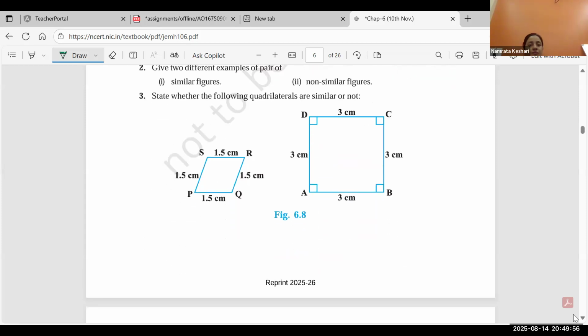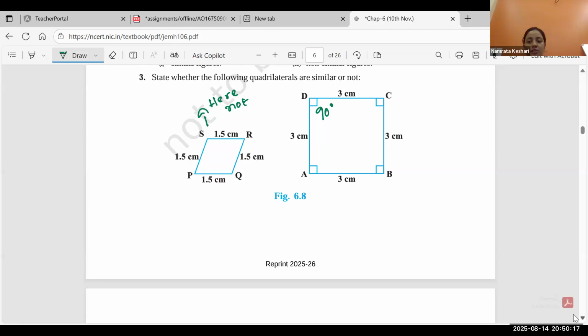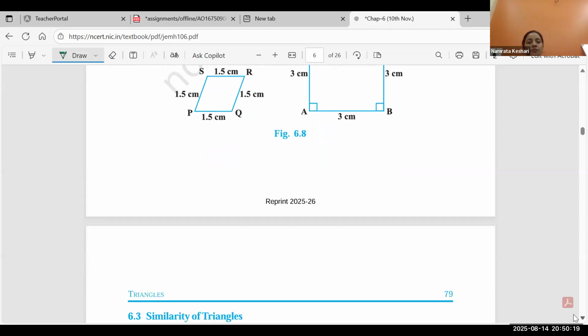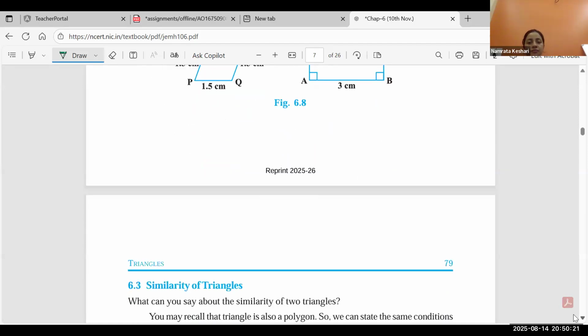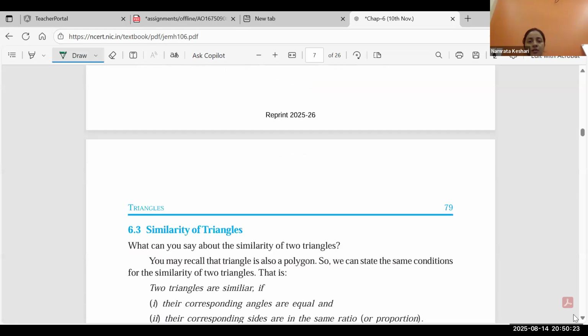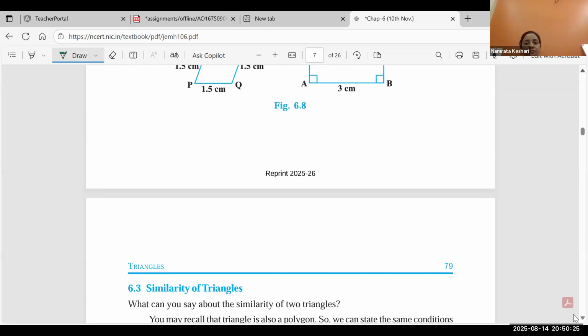Yes, ma'am. State whether the following quadrilaterals are similar or not. We can check the ratio between the sides, but we can see the angles are not same. Here the angle is 90°, but here not. Can you see? So we don't need to check the ratio. If the angle is not matching, why would we check the ratio? Clear? These two are not similar. Is it clear?